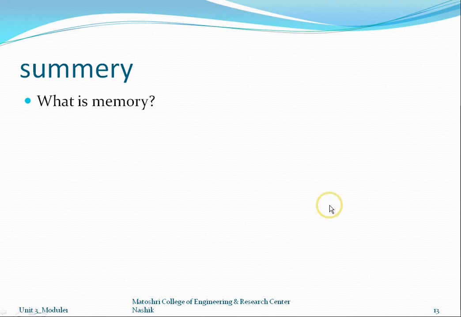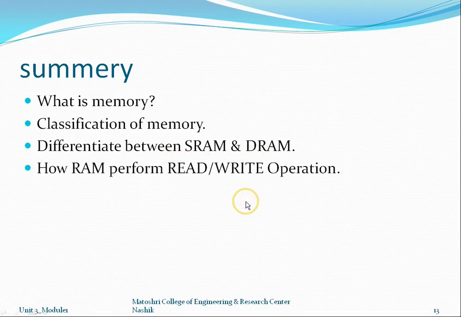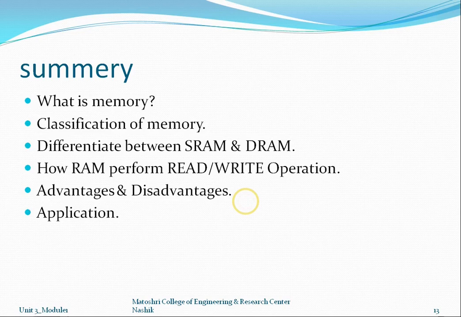We studied what memory is, then we studied the classification of memories. We also differentiated between static RAM and dynamic RAM. Then we studied how the static RAM performs read and write operations as well as how the dynamic RAM performs read and write operations. We saw the advantages and disadvantages in comparative mode, and finally we saw where we use this RAM. Whenever temporary storage of memory is required, we use SRAM or DRAM.